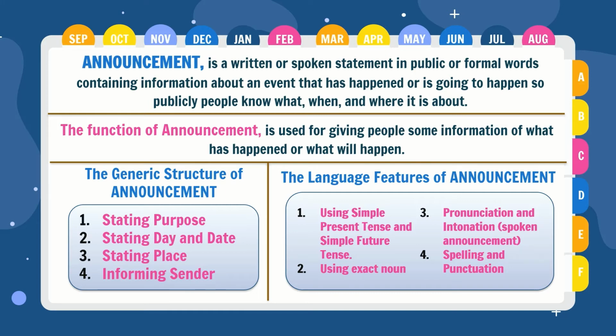The generic structure of announcement is, first, stating purpose. That means the text that contains what event will be held. Second, stating day and date. That means the text that contains when the event will be held. Third, stating place. The text that contains where the event will be held. And the last one is informing sender. That means the text that contains the name of the person who will be contacted.